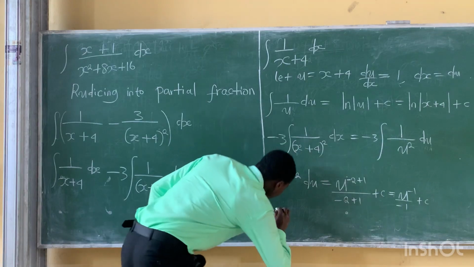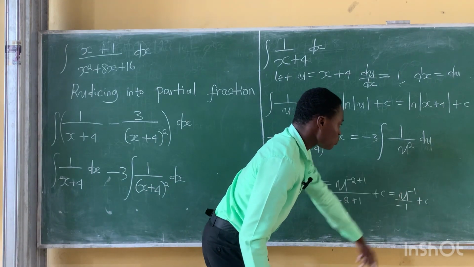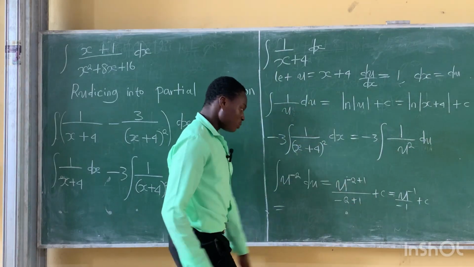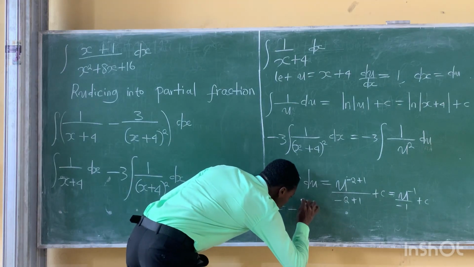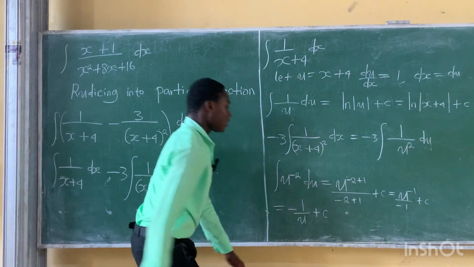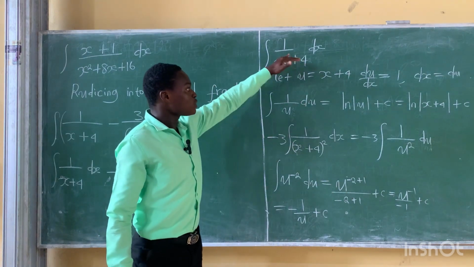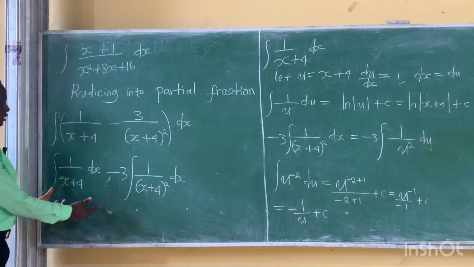And this should be equal to minus, u to the power of minus 1 is the same thing as saying 1 over u. So what we have here is minus 1 over u plus c. And that becomes the solution to this part. So we are going to add this part and this part to find the complete solution of this integral.